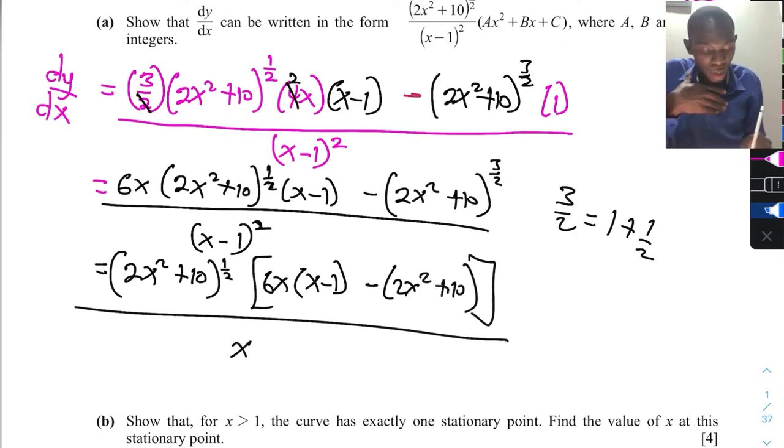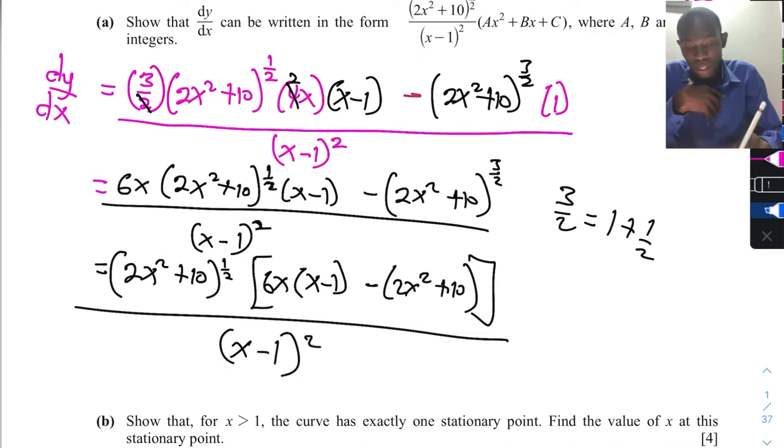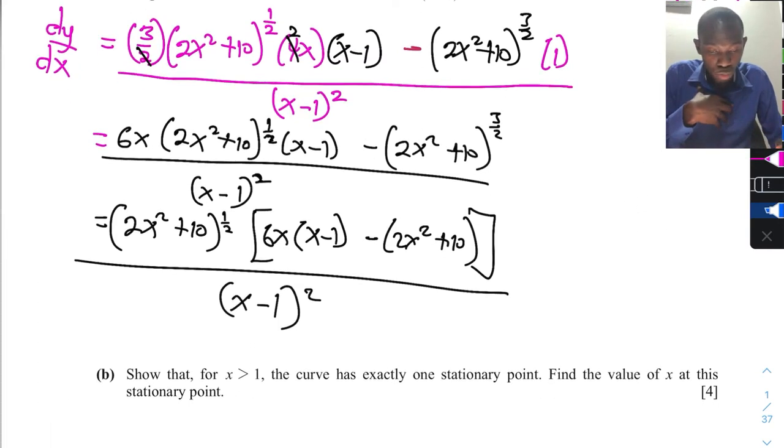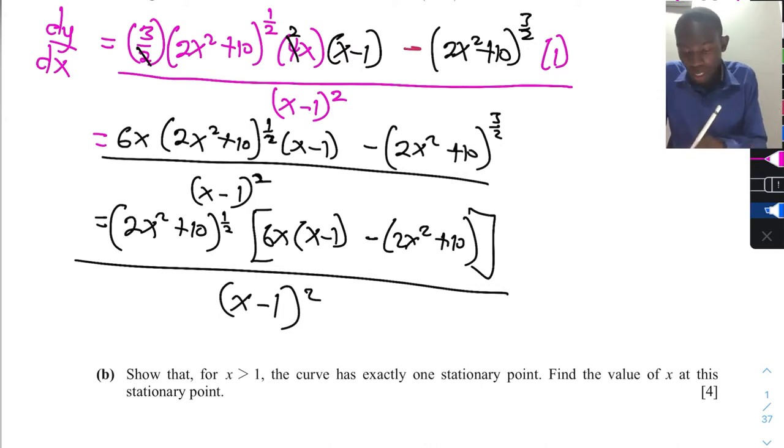Okay, then we divide all by x minus 1 all squared. All right, so let me clean this part. So the next thing that you want to do is to just clean this particular bracket up a little bit and you are good to go. So maybe I can write in blue because I'm going to write in this question.